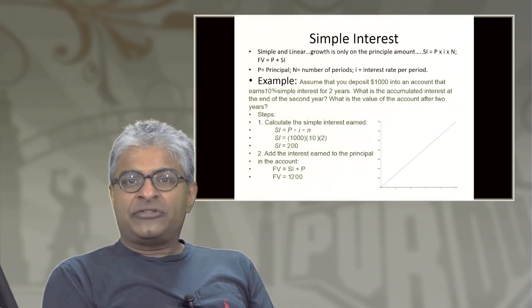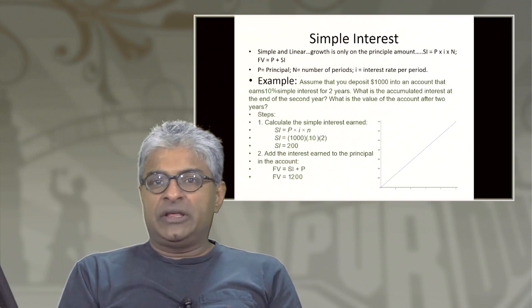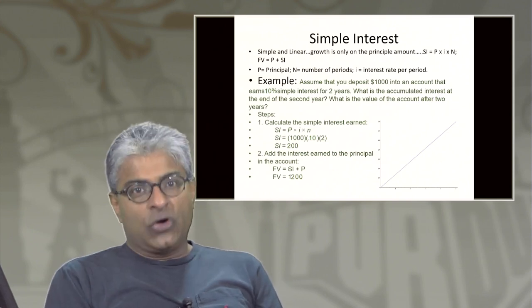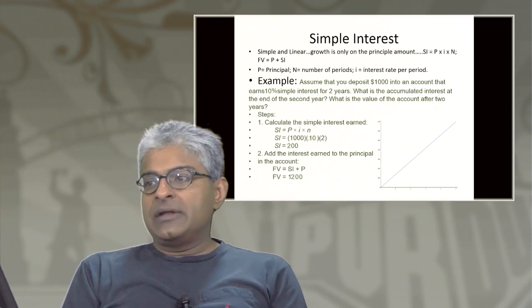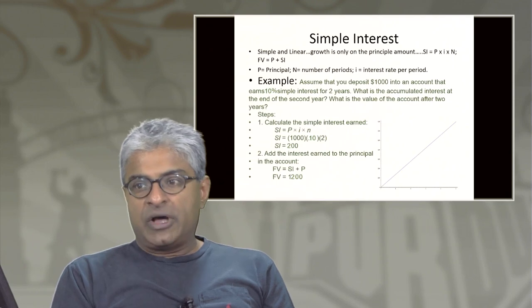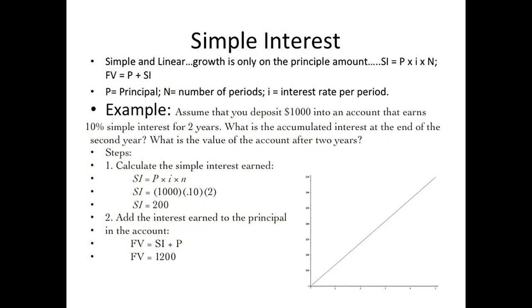So you must have figured out by now that time value of money is about accurately accounting for growth of money over time. And when we talk about money growth, the simplest way to think about growth of money is what is called simple interest. Simple interest is really, as the name suggests, very simple and it's linear. Growth is only on the principal amount.